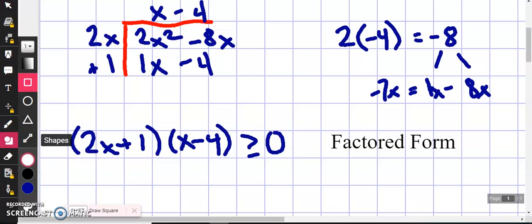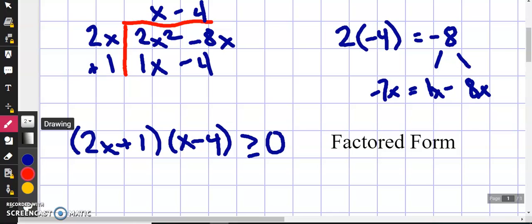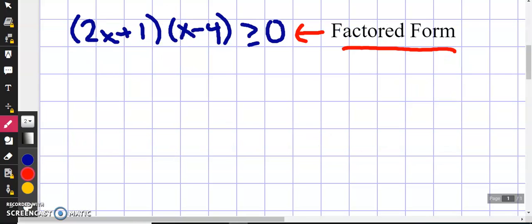So then we'll group the values on the top of the box to form one factor, and group the values on the side of the box to get the other factor. And then we bring down the greater than or equal to 0 so that we have our inequality written the way that it's supposed to be. And so from here, we're just going to solve for our values of x like we would if this was just an equation. And so once again, your values of x bring each factor to 0.